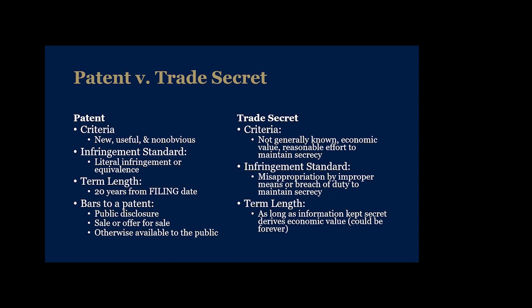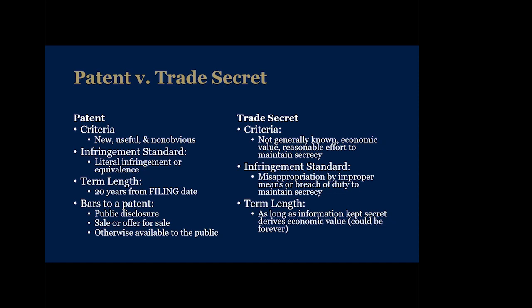What it is, it's a grant made by the government that in exchange for disclosing the invention confers upon the inventor the sole right to exclude others from making, selling, offering to sell, or importing that invention for a set period of time. The term length is 20 years from the filing date. A patent doesn't necessarily get approved right away, so it is 20 years from when you filed it. So you might only have about an actual time period of about 17 years of exclusivity if your patent takes 3 years to get approved.